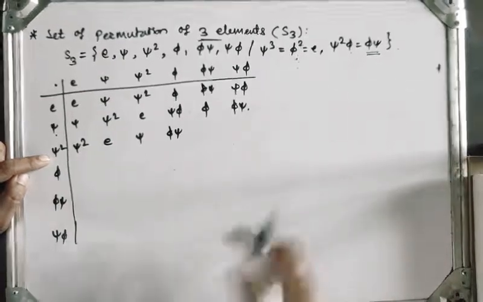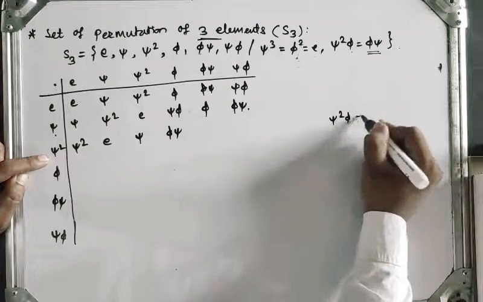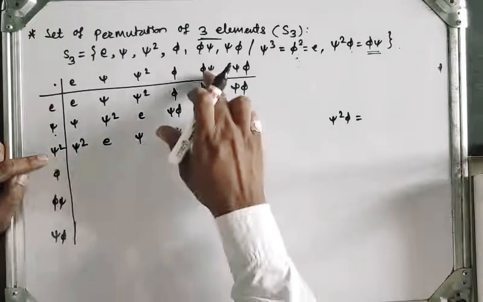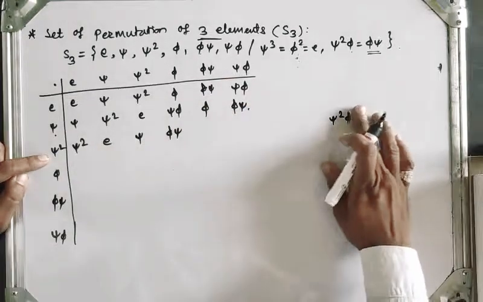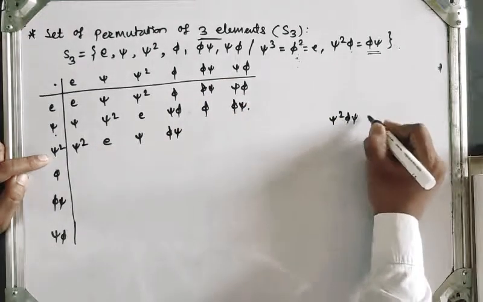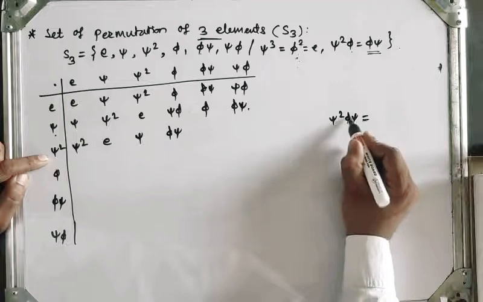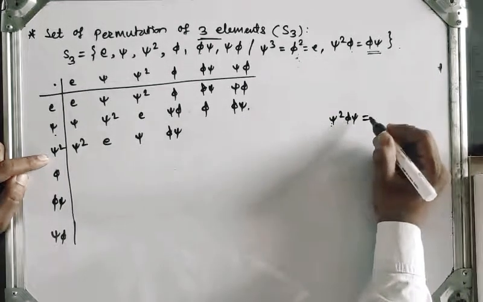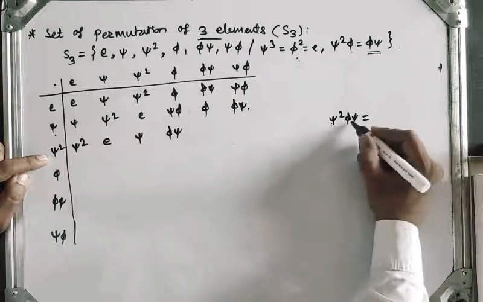Now psi square into phi psi, and what is the value of psi square phi? Psi square phi is phi psi.